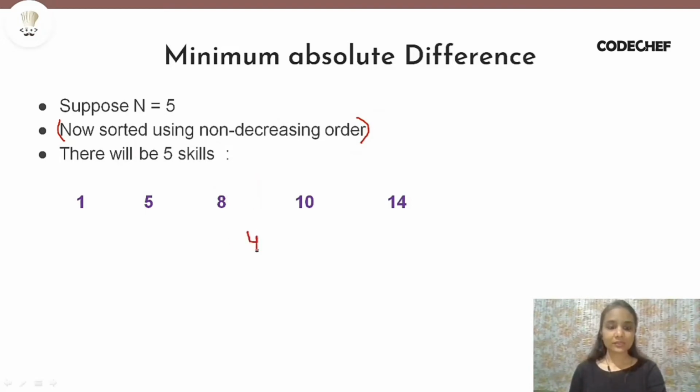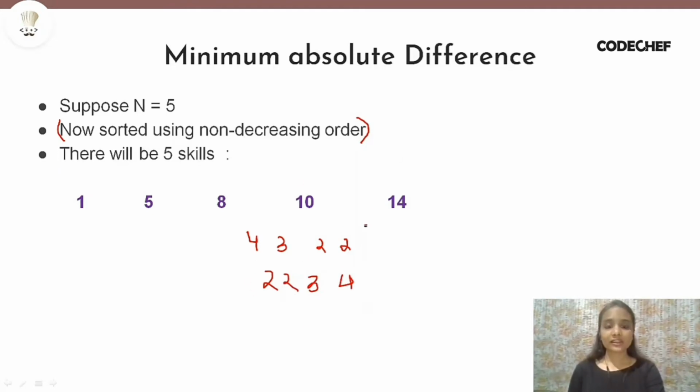Suppose you have the numbers 4, 3, 2 and 2. So what will be the sorted order, that is the non-decreasing order for this sequence? It will be 2, 2 and 3, 4. So basically non-decreasing order is just like ascending order, that is from small to big.